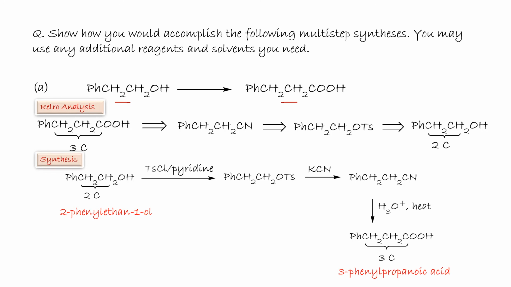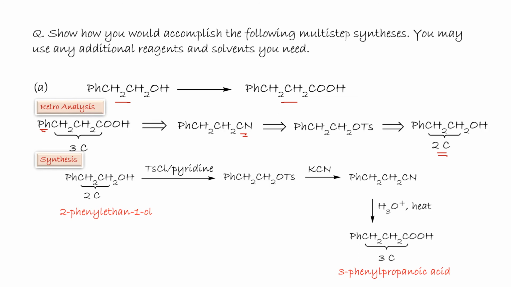Here we have phenyl and 3 carbons in the propanoic acid, and in the starting material we have only a 2 carbon side chain. So we have to add 1. How can we add a carbon? In this case, we can add carbon from the cyanide, or we can add it by CO2.